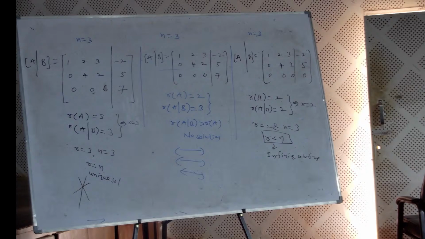A means the elements which you are observing before the vertical line. A by B means total matrix.